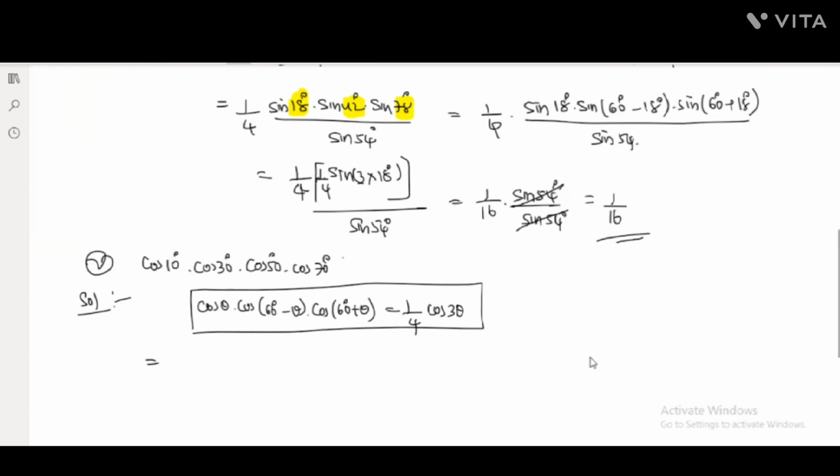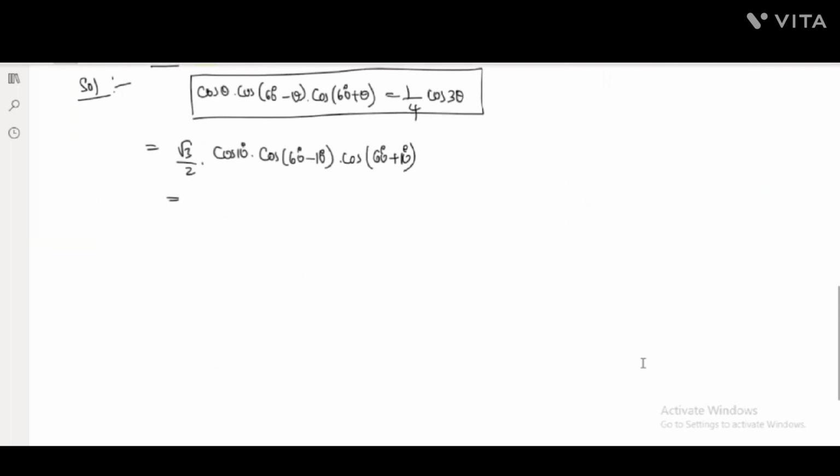Here if you look at this, cos 30 is directly, we know, root 3 by 2. So we'll just substitute root 3 by 2 here. Now cos 10 degrees into cos 50 can be written as cos 60 minus 10 degrees, and cos 70 we can take as 60 plus 10 degrees. So this is equal to root 3 by 2 into 1 by 4 cos 3 into 10 degrees. This is equal to root 3 by 2 into 1 by 4, which means root 3 by 8 into cos 30 degrees.